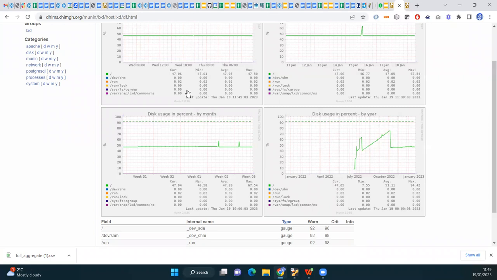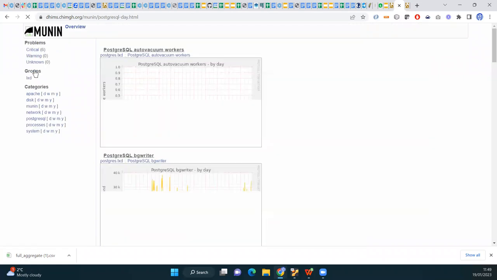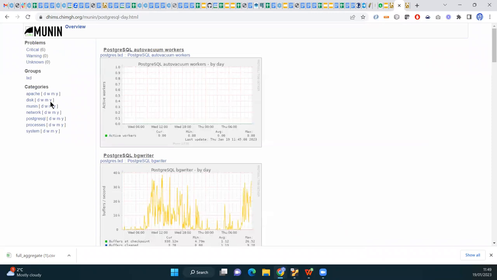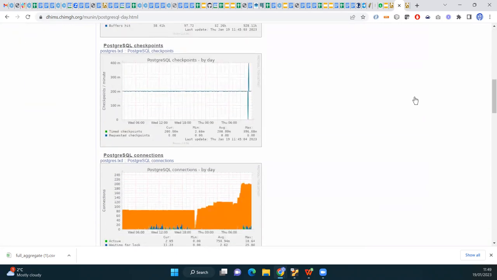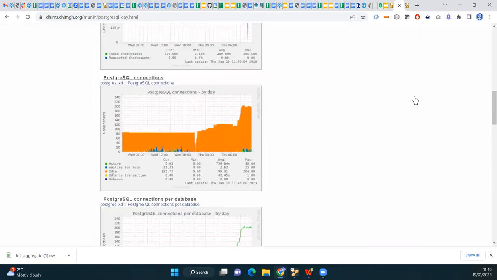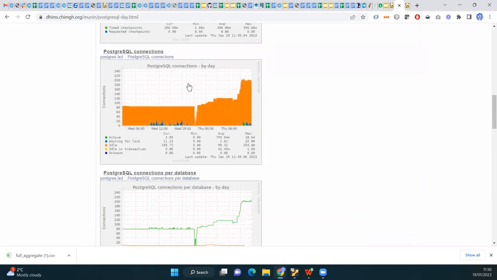The other thing I look at on Munin is the Postgres plugin. And probably the most important graph to look at on this one is the connections, this one. Again, this is reasonably healthy. You can see approximately 80 connections. I think there are two databases here. One is a staging one.